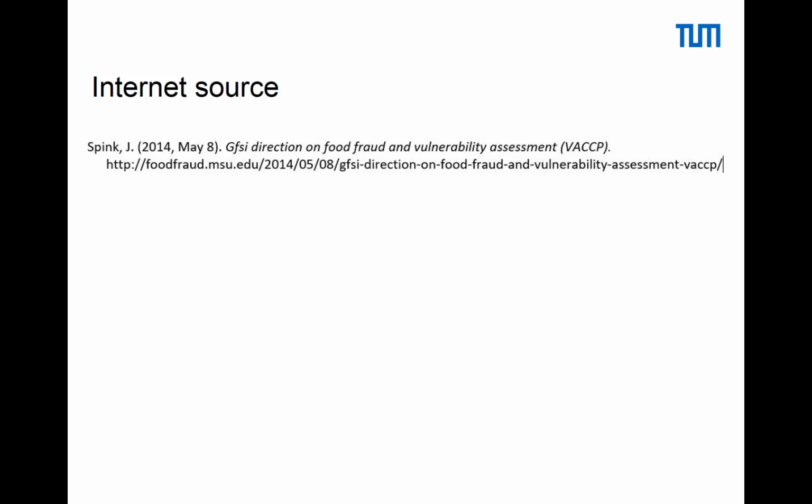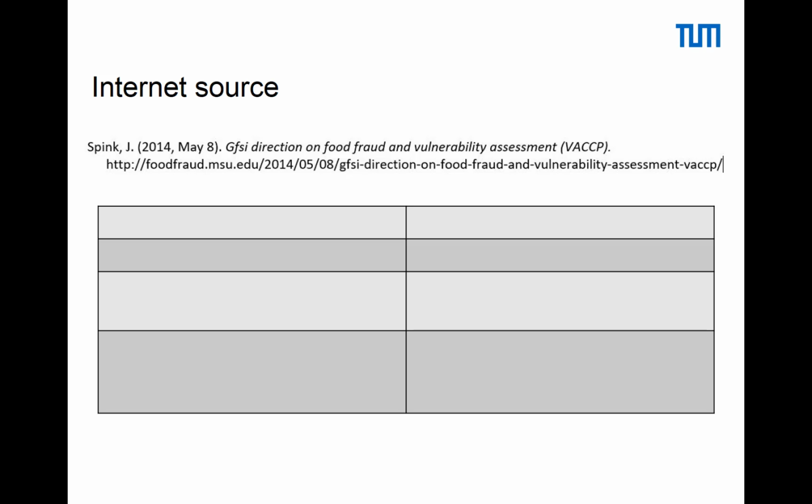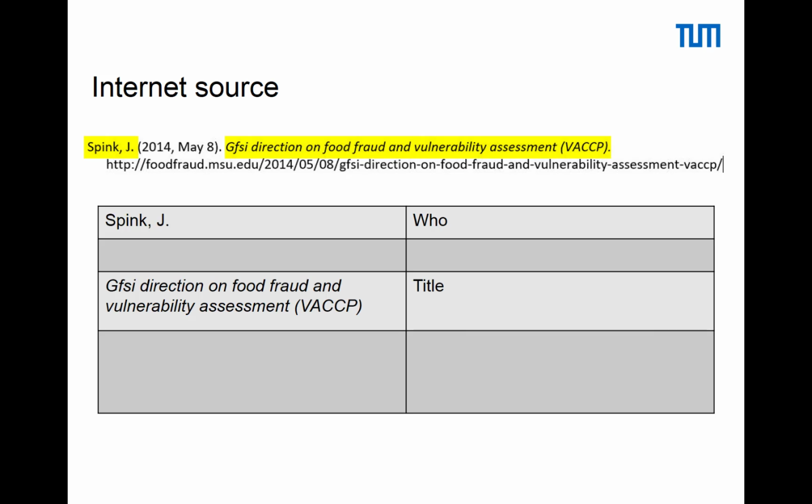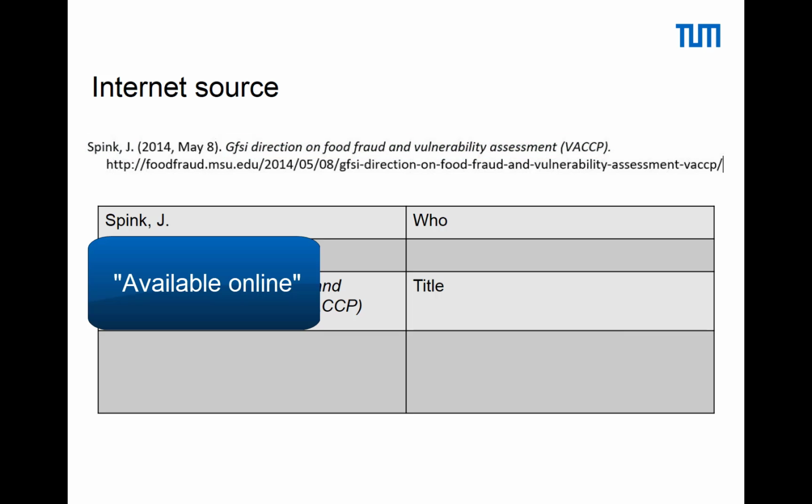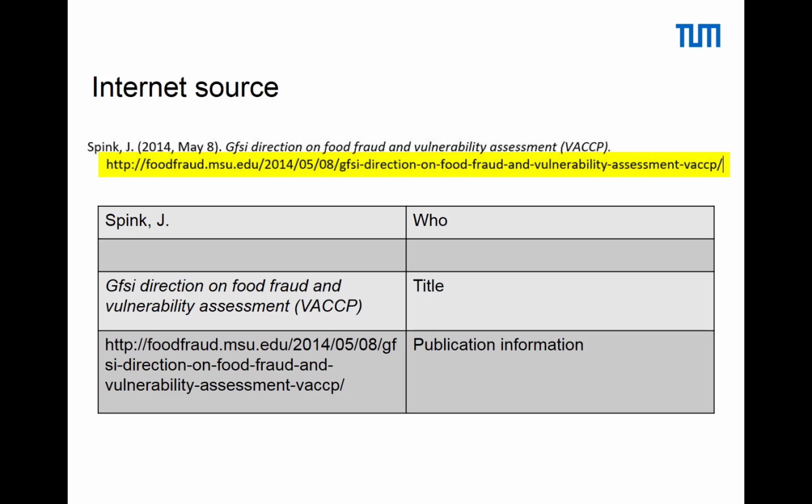Last but not least, let's have a look at internet sources. In the case of internet sources, the author or organization and title of the source are given first. Sometimes, but not always, there is the additional indication "available online". Following this, or also standing on its own, is the origin of the internet document, which is the URL. The URL is also the publication information of the internet sources. Using this URL, you should be able to access the document.